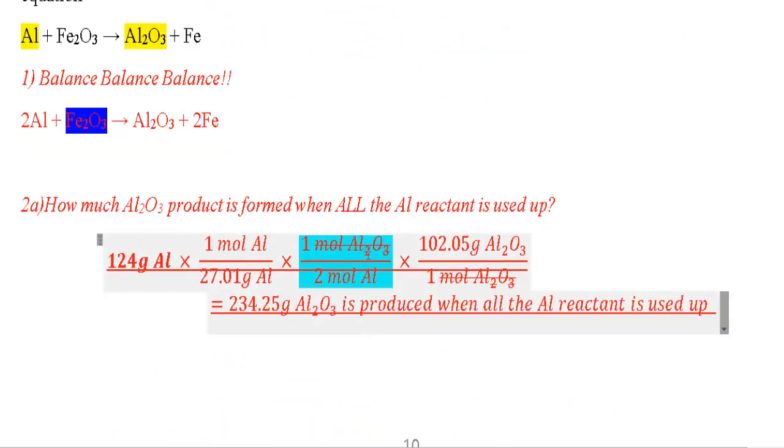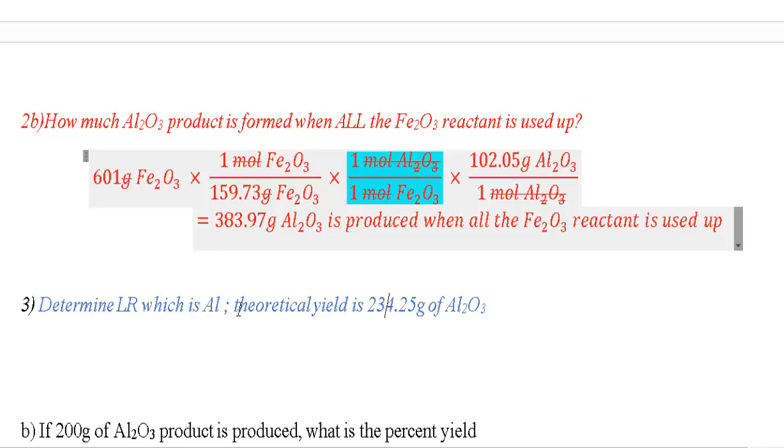So the maximum amount of product Al2O3 you can make is 234.25. After that, all of this limiting reactant is used up, cannot make any more. All right, so theoretical yield is an important point to remember. It comes from your limiting reagent. Limiting reagent is an important point to remember because it sets the limit of how much is made. And then Al is limiting, so this has to be your excess reagent.